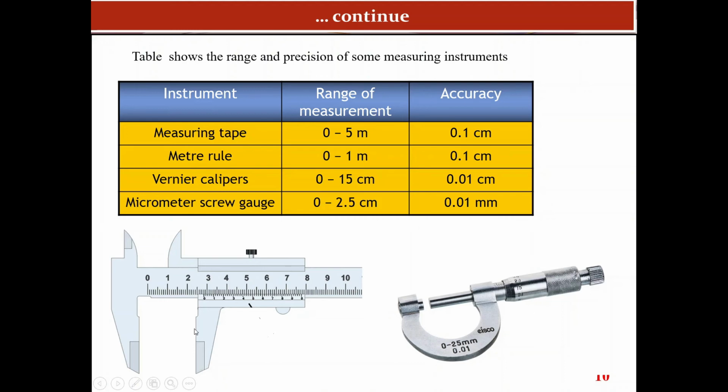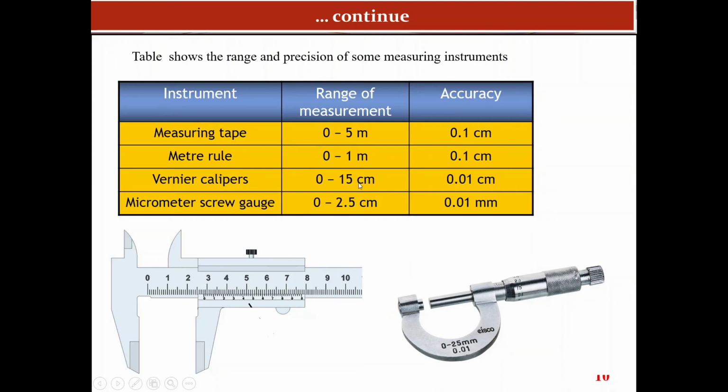Now let's start from the measuring tape. This is actually used in construction or by retailers or in different places. In this case, it has a range of measurement. The instrument can measure from 0 up to 5 meters. This is the range of this instrument, but the accuracy is 0.1. The minimum measurement is 0.1 centimeter. Now the meter ruler, this is found in the laboratory. The meter ruler can measure from 0 to 1 meter. And again, just like the previous one, the minimum value is 0.1 centimeter, but the Vernier caliper can measure from 0 to 15 centimeter.